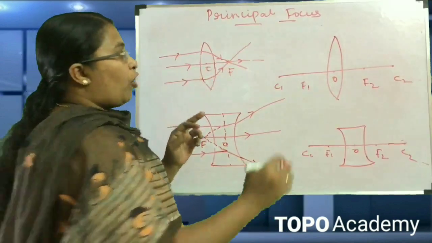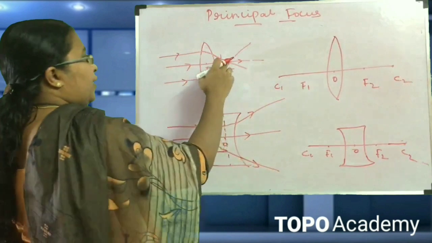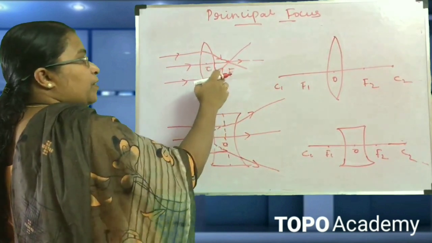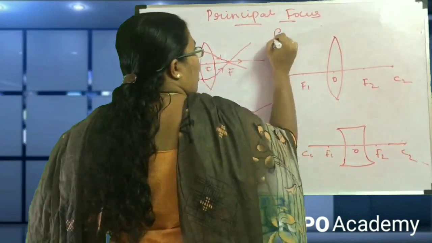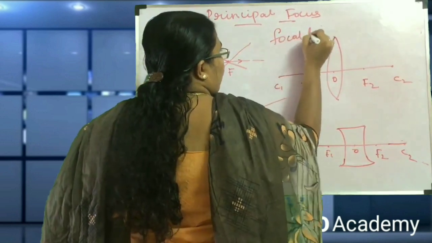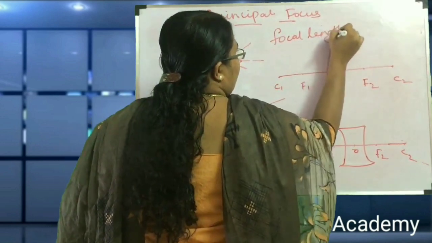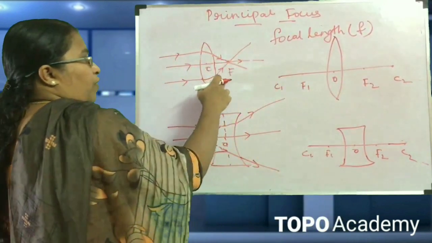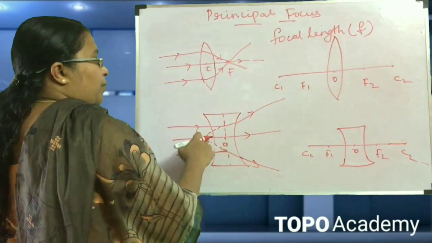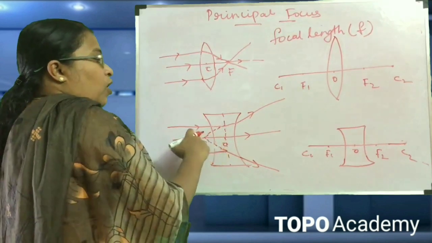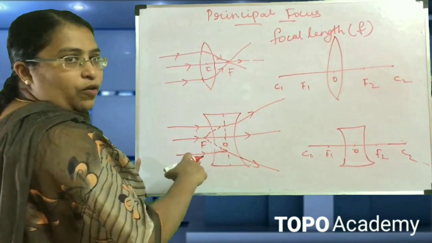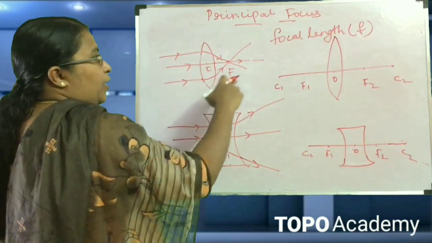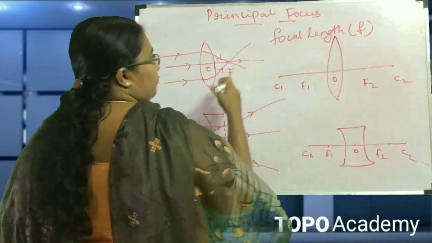Next we have to see the focal length. What is focal length? The distance between the optical center and the principal focus is known as the focal length. The distance between the optic center and the principal focus is the focal length of the convex lens, and the distance between the principal focus and optical center of the lens is the focal length of the concave lens, and denoted by small letter f.